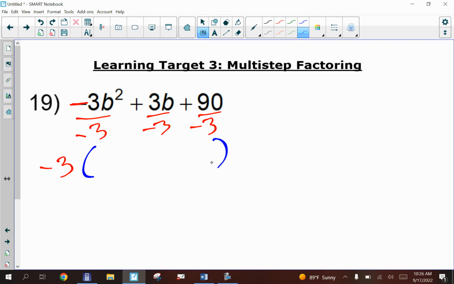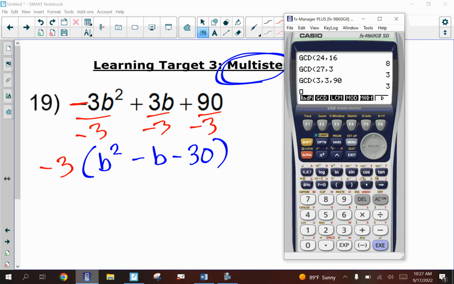So the GCF is step 1, and this is called multi-step factoring. So there's going to be more that we have to do after. So I'm going to have b squared, I'm going to have minus b, and then I'm going to have minus 30. So at this point, now we're going to have to factor it. It looks like it turned the blue problem into a simple ABC.